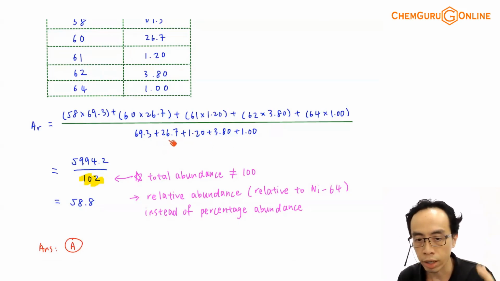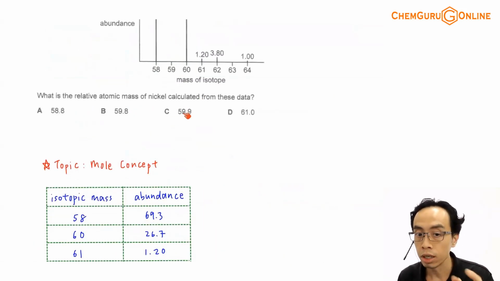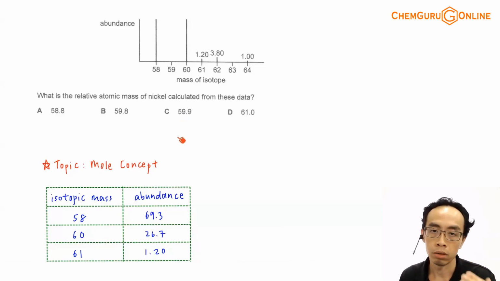You didn't double check. You just divided the whole thing by 100%. Then the numerator term is 5994.2. You divide this by 100, you're going to get 59.9. Actually, we have an option here. If you choose C as an answer, that is because you divided this by 100%.